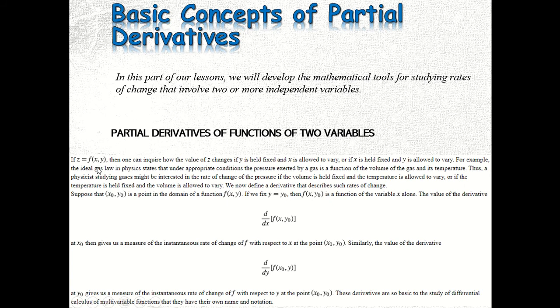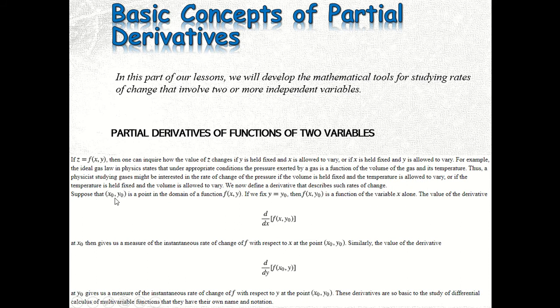For example, the ideal gas law in physics states that under appropriate conditions, the pressure exerted by a gas is a function of the volume of the gas and its temperature. Thus, physicists studying gases might be interested in the rate of change of the pressure if the volume is held fixed or constant and the temperature is allowed to vary, or if the temperature is held fixed or constant and the volume is allowed to vary. So we now define a derivative that describes such rates of change.